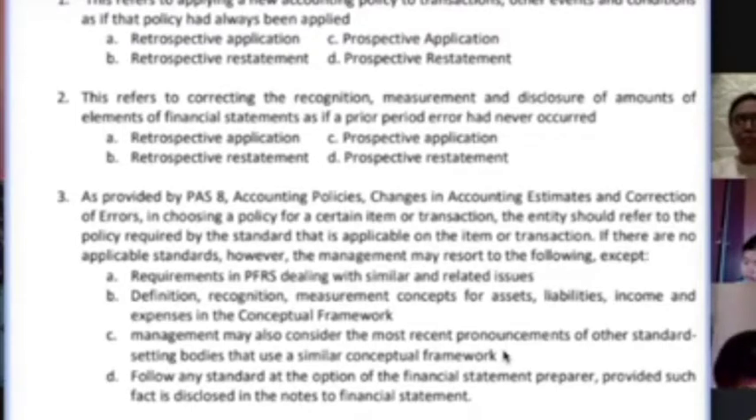Why is letter C last in priority? Because it does not have any application in our jurisdiction, class. The pronouncements by other standard setting bodies do not have any application in our place, in our jurisdiction. So even though letter C is very believable, class, it would be the least in priority because it does not have any applicability to us.